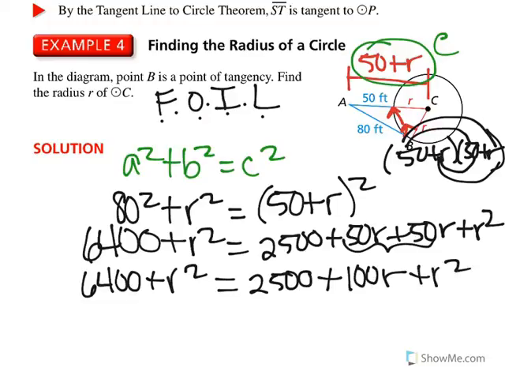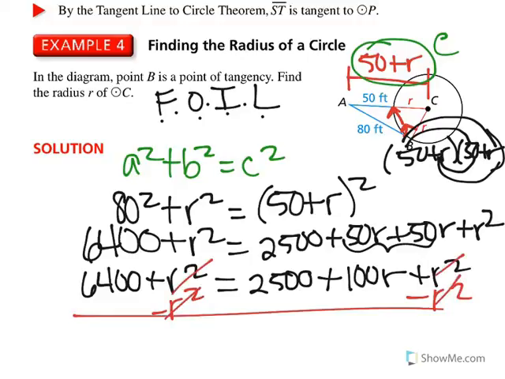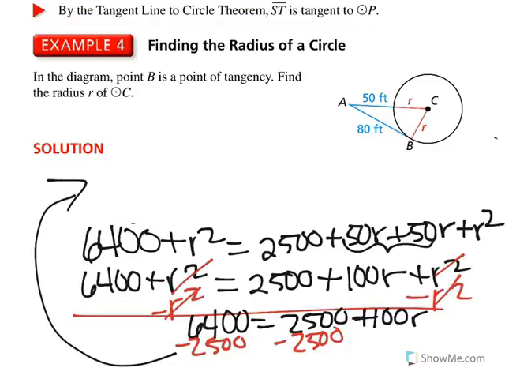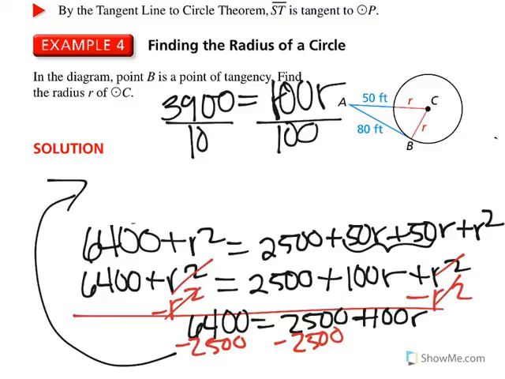And then you need to get r's on one side and numbers on the other. So I'm going to subtract r squared from both sides, and they end up canceling out. So I end up getting 6,400 is equal to 2,500 plus 100r. We're going to subtract 2,500 from both sides, and I get 3,900 is equal to 100r. And then if you divide by 100 on both sides, you get r to be 39.